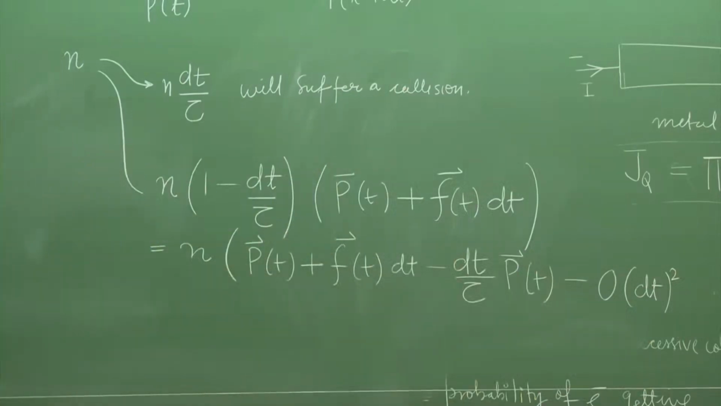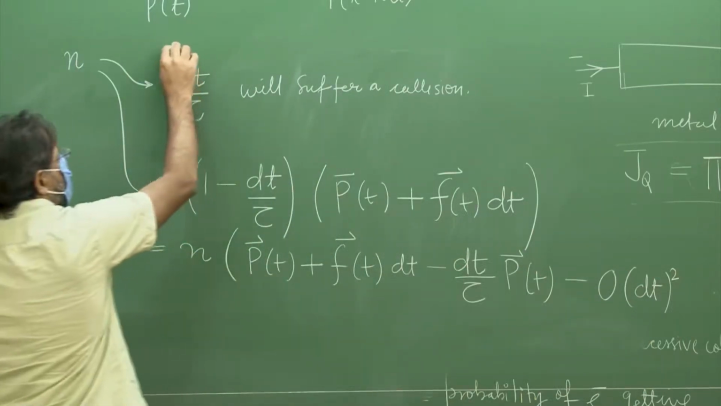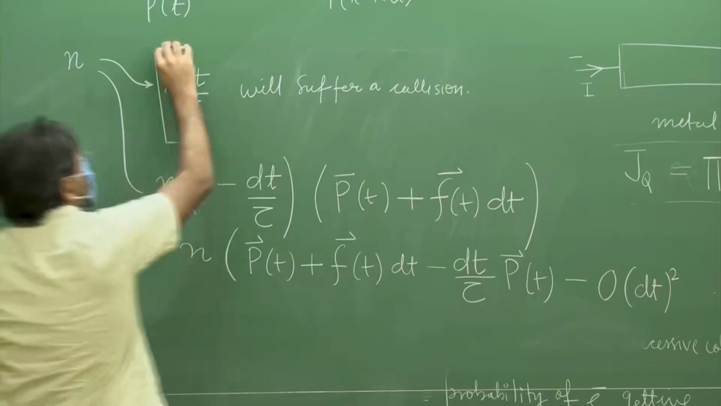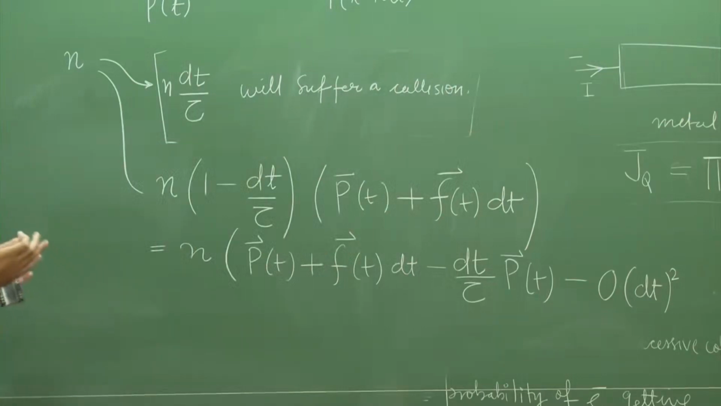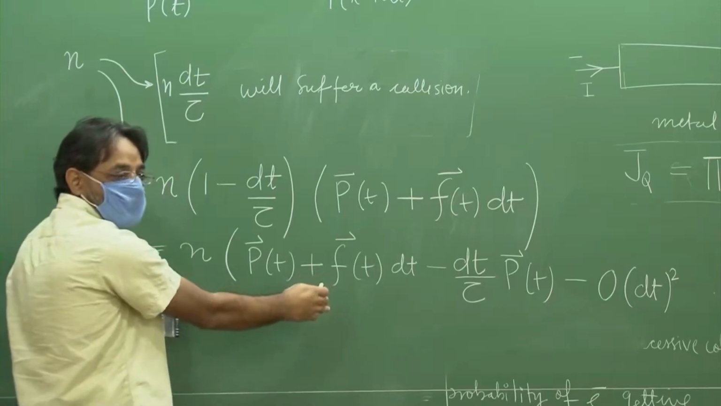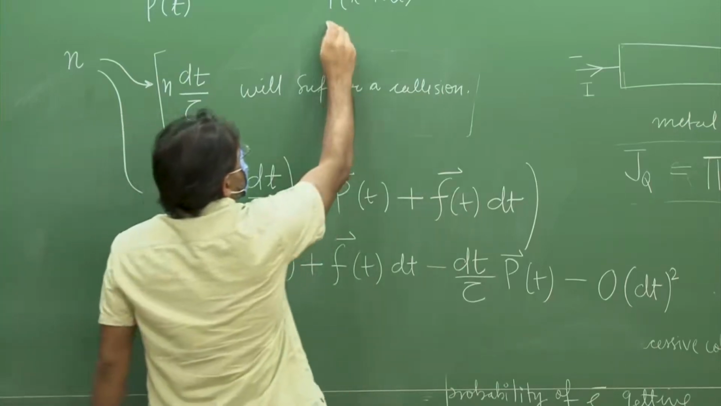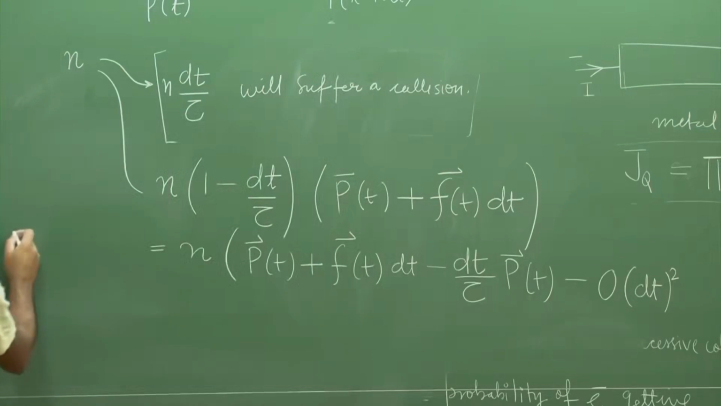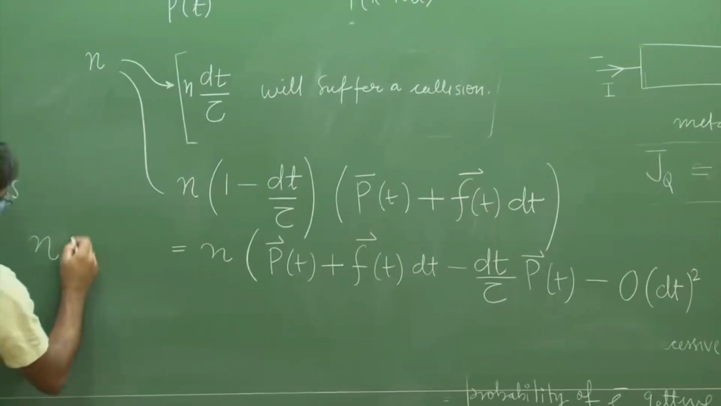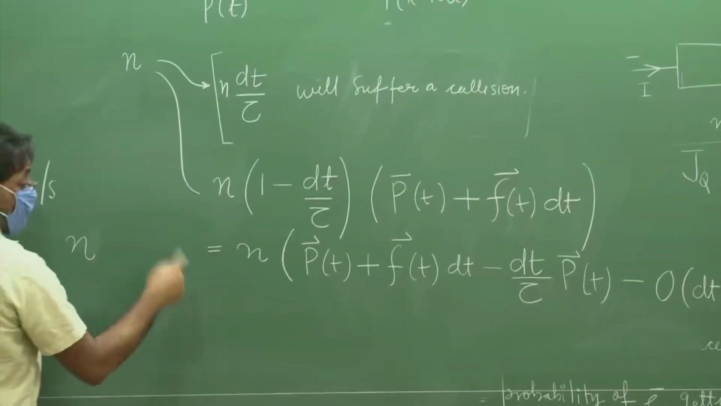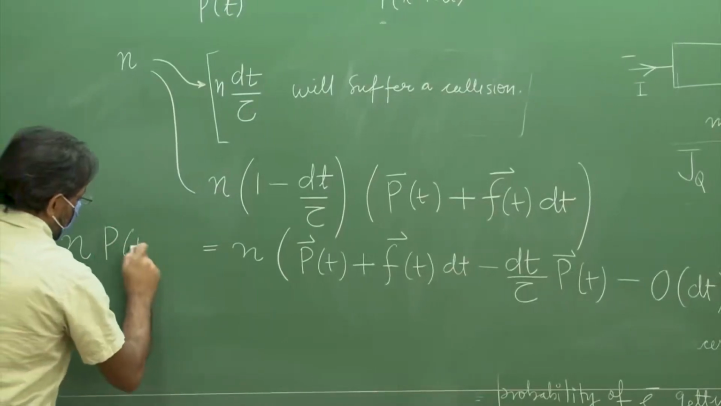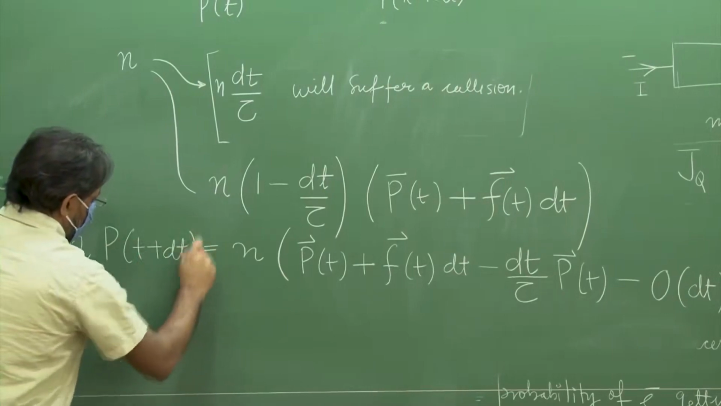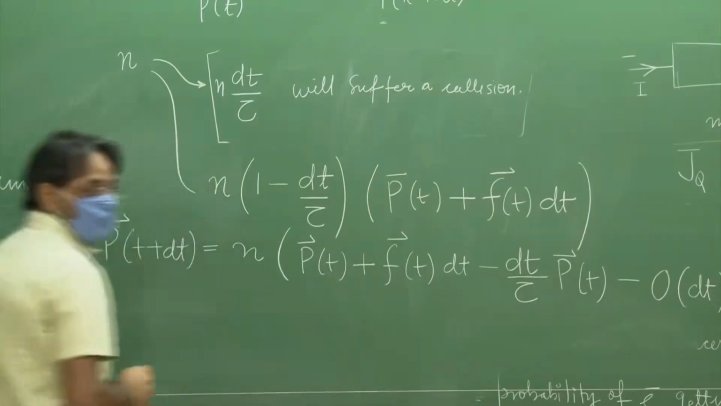All right. Now you see that these electrons have not contributed anything to the momentum at t plus dt, and these have, and this is their final momentum, right. So therefore, at time t plus dt, the total momentum of your system is momentum per electron times the number of electrons. So n times p(t plus dt) is equal to this quantity.